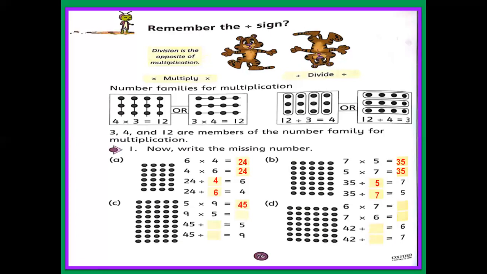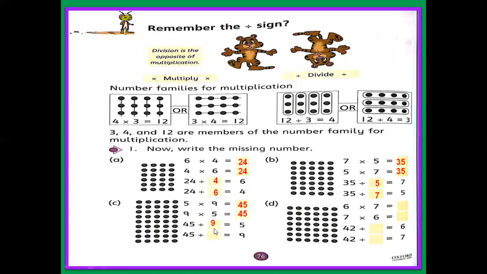5 ones are 5. 5 twos are 10. 5 threes are 15. 5 fours are 20. 5 fives are 25. 5 sixes are 30. 5 sevens are 35. 5 eights are 40. And 5 nines are 45. 45 divided by 5: 5 ones are 5, 5 twos are 10, 5 threes are 15, 5 fours are 20, 5 fives are 25, 5 sixes are 30, 5 sevens are 35, 5 eights are 40, and 5 nines are 45.